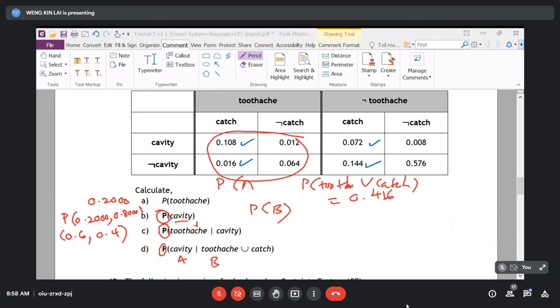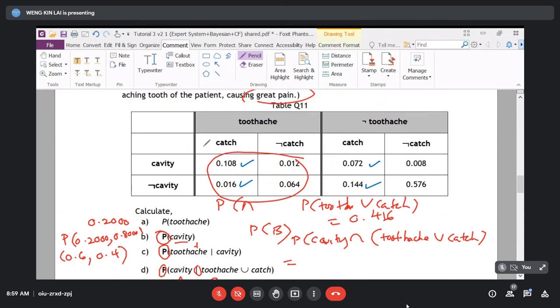4.16. Now then we look at the intersection between your toothache with cavity and these two, right? So now we're going to calculate this one. Your cavity, because it's a joint, cavity intersection with toothache, toothache union with your catch. So equals to cavity, toothache, and catch.